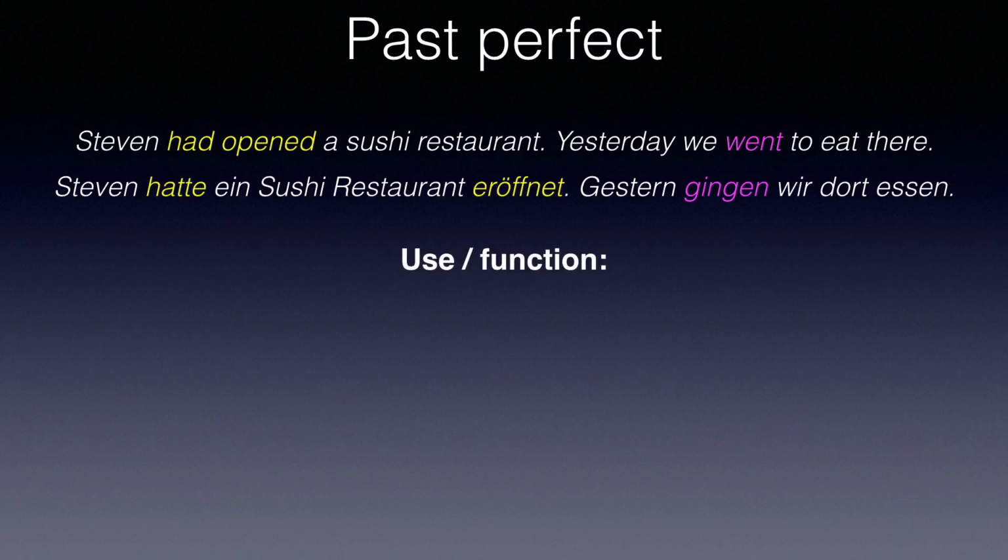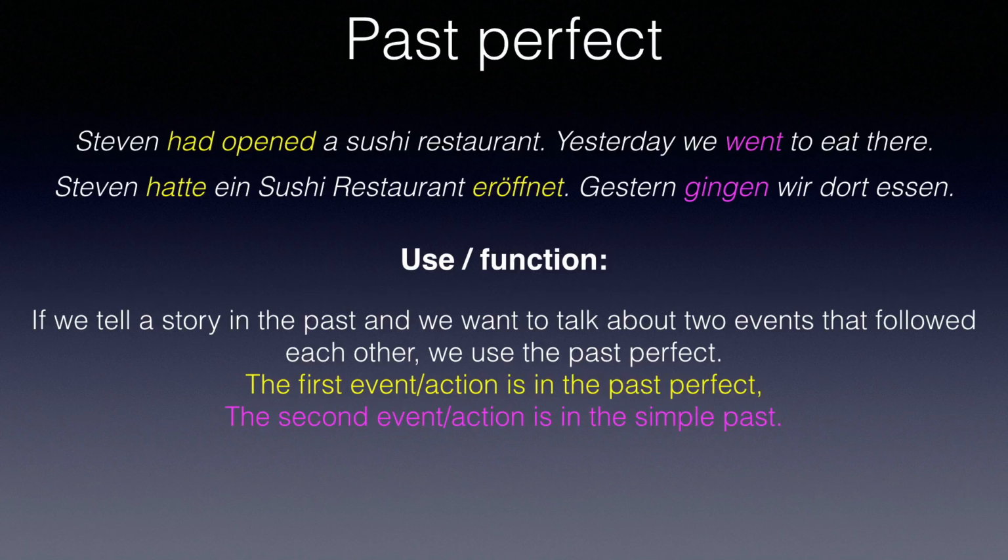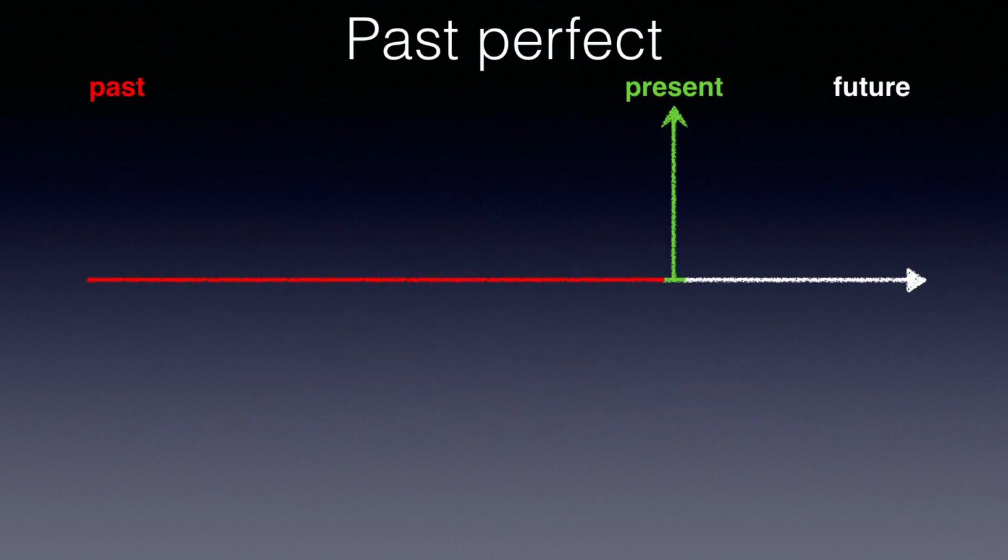Use of function. If we tell a story in the past and we talk about 2 events that followed each other, we use the past perfect. The first event or action is in the past perfect. The second event or action is in the simple past. Let's have a look here.